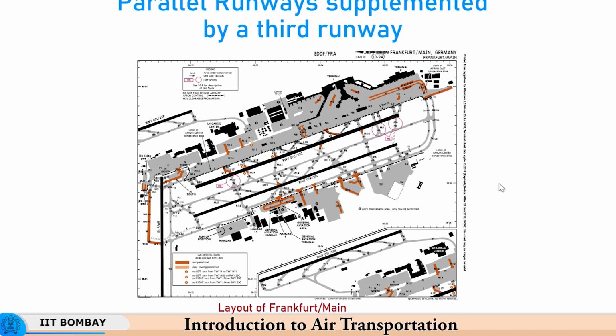Then you can have parallel runways supplemented by a third runway, and that is an example of the Frankfurt Main Airport. You can see you have one runway here, one runway here and the third runway here. So, these 3 are parallel, okay, but there is a reasonable gap between these 2, and then there is one more here which is offset or supplemented. So, most operations take place on this runway and also on this runway, but once in a while you also operate along this particular runway. So, these are parallel runways supplemented by a third runway.